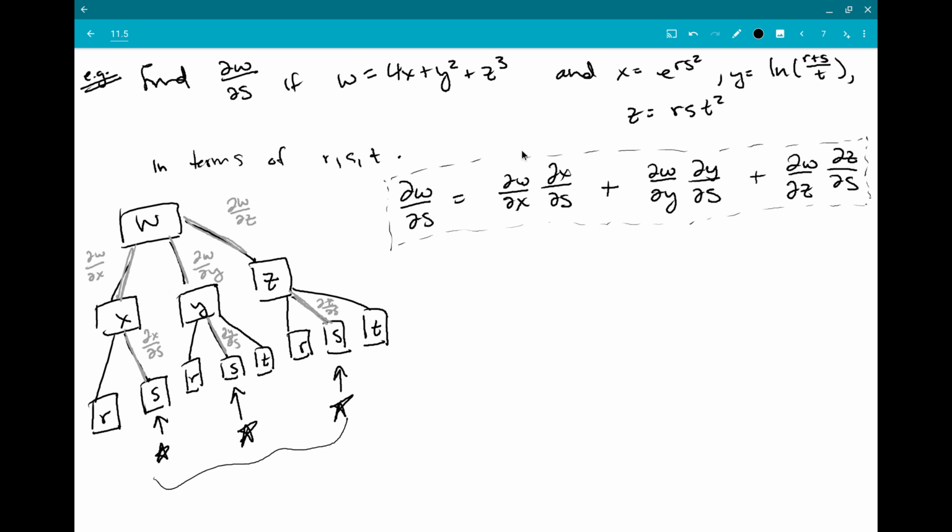So I was given w. So I know dw/dx is 4, dw/dy is 2y, and dw/dz is 3z squared. Even though we had a more complicated map, it balances out with some easier derivatives this time around. And then I'm going to need dx/ds.